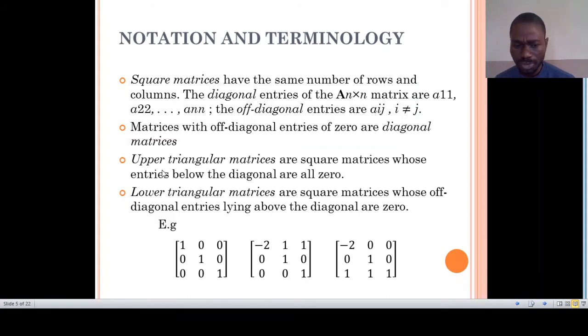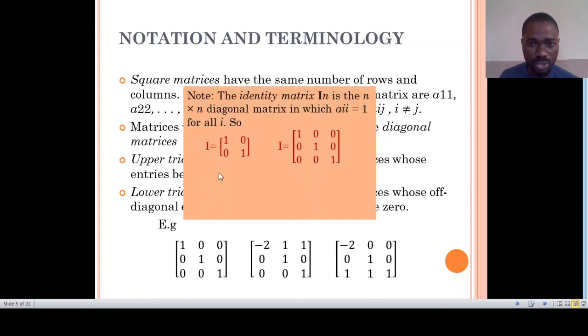We have diagonal matrices, and a diagonal matrix can be upper triangular or lower triangular. For example, look at the matrix here. You will agree with me that the diagonal is 1, 1, 1, and the other values are 0. So in this case, we call this kind of scenario a unit matrix. As you can see, this is a square matrix. The first matrix here is a square matrix, and it's not only a square matrix but a unit matrix.